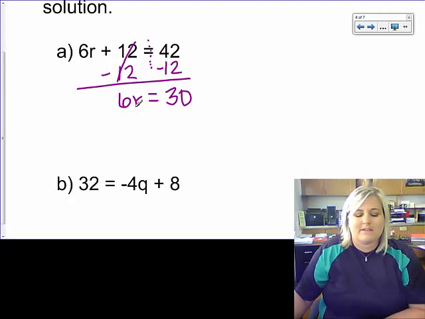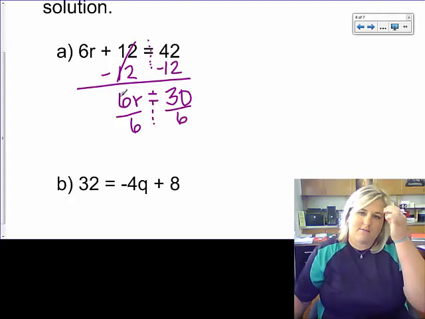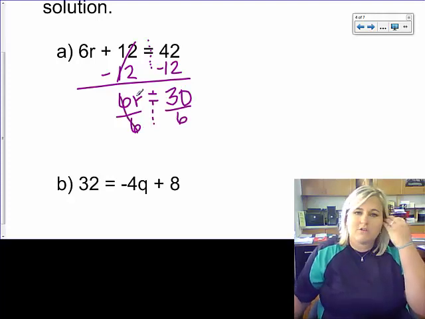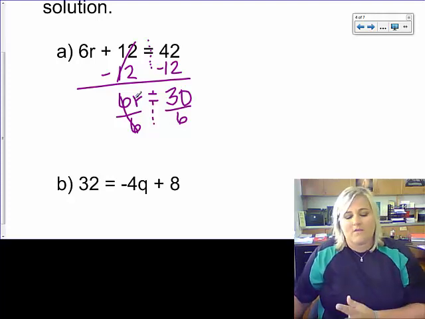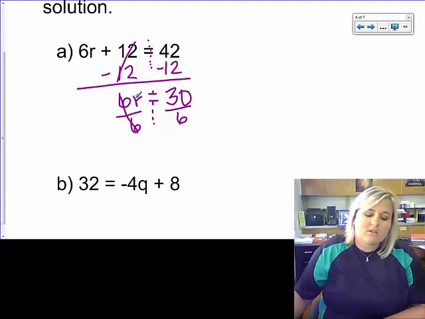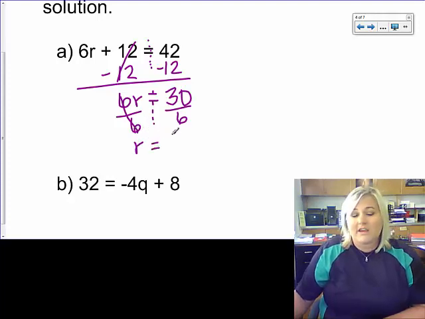So 6 times r, the opposite would be to divide. I'm going to divide by 6. What I do to one side, I must do to the other side. So I'm going to divide by 6 over here. And remember, we're trying to get r by itself, so we're leaving r alone. A lot of times we get confused and we try to divide by r, or we're subtracting r, or whatever. We want to leave that variable alone. We're moving everything else away from it. So that will cancel. I have r, bring down my equal sign, and 30 divided by 6 is 5.